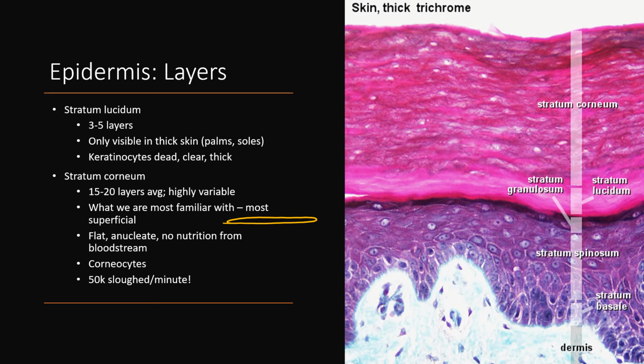So they're flat, they have no nucleus, they get no nutrition from the bloodstream, so they are dead. They've been dead for a while. They're filled with keratin. They have that outer sort of glycolipid coating, and their plasma membrane has turned to ceramides, it's turned to wax. These cells, now that they're big, flat, and dead, are called corneocytes. Again, that refers to keratin.